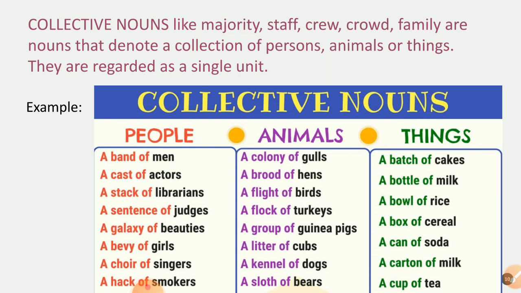Take example from the things. A batch of cakes, a bottle of milk, a bowl of rice. I hope you all are able to understand what collective nouns is. Got it? I hope you are able to understand every single thing.